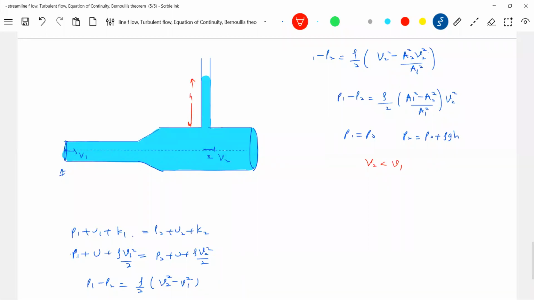I have to make a lot of changes. V2 I should eliminate, no? V1 square, V2 should be eliminated. So A1 V1. A2 should be eliminated. So A1 V1 by A2.